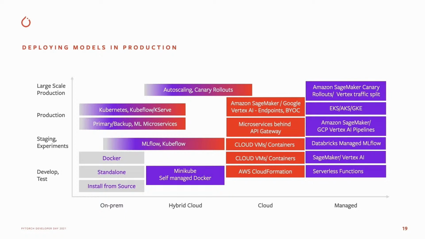As you move into the experimentation and staging lifecycle stage, you can use MLflow, Kubeflow, deploy it as a microservice behind an API gateway, or use the SageMaker or Vertex AI endpoints. For production deployment, you can use it on Kubernetes or use the Kubeflow with the KFServe for auto-scaling and canary rollouts for deployment at scale. In the case of managed solution, you will use the AWS SageMaker or the Vertex AI with the traffic splitting feature.